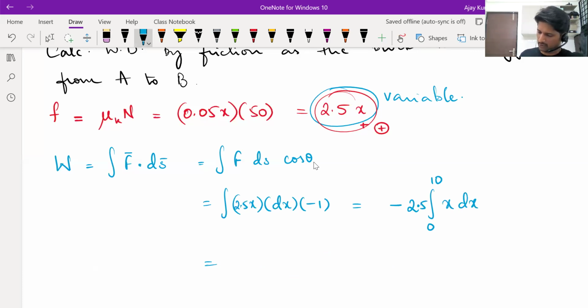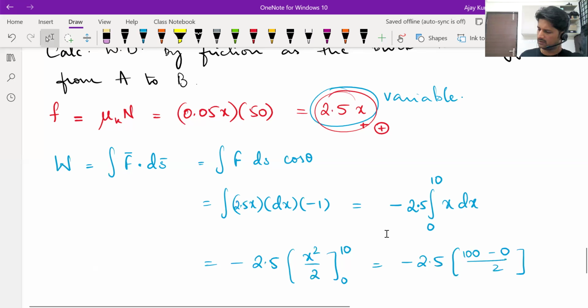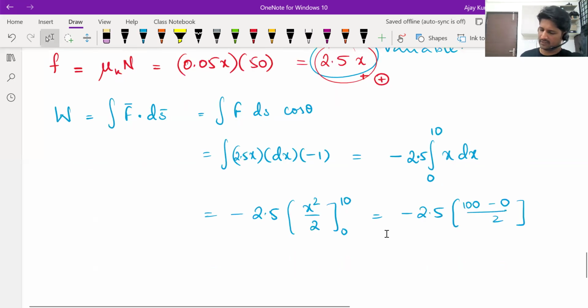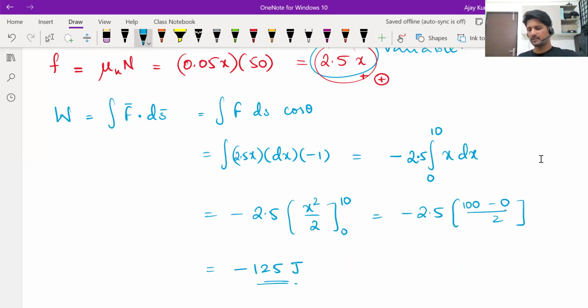So -2.5, integral is x square by 2, limits 0 to 10. Minus 2.5, you keep it outside. If you substitute the upper limit, it will be 100. Lower limit is 0. Whole divided by 2. 100 by 2 is 50, or 2.5 into 100 is 250, divided by 2 is 125. The answer is minus 125 joules. Go through this once again, ask if you have any doubts.